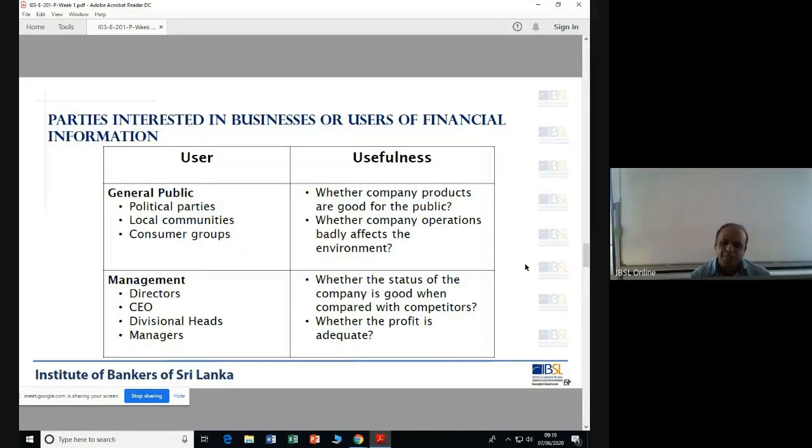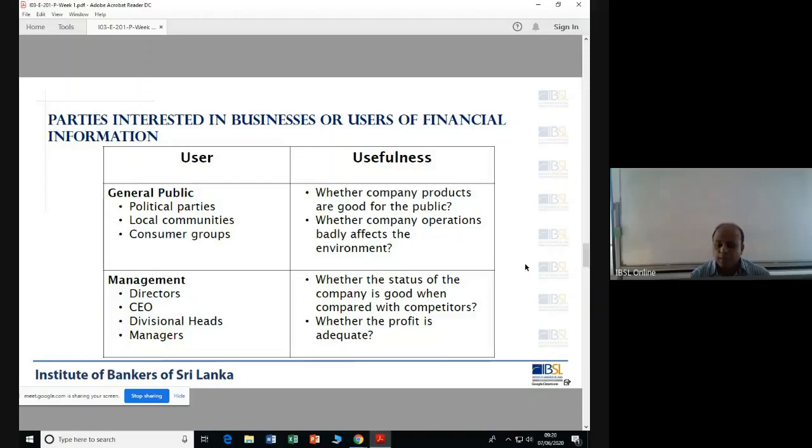So every company is competing with each other. It's not the case that a bank is competing only with another bank. Now it has gone to the next level where a bank might compete with a manufacturing organization also. So in order to understand the level of competition and the level of performance of these competitors, these management teams need to know what is the performance of their own company. So they need the financial information of the company to carry out a comparison.